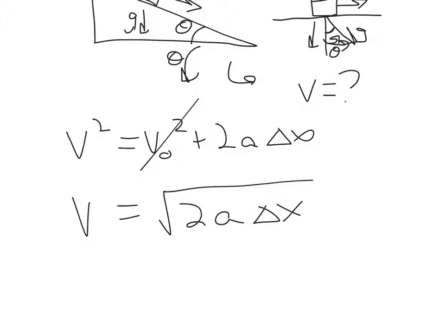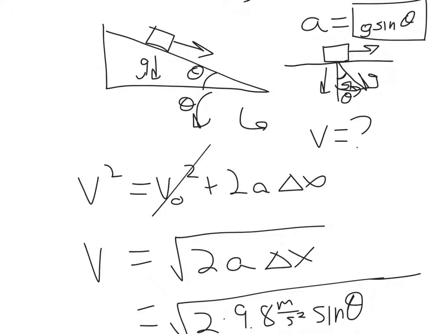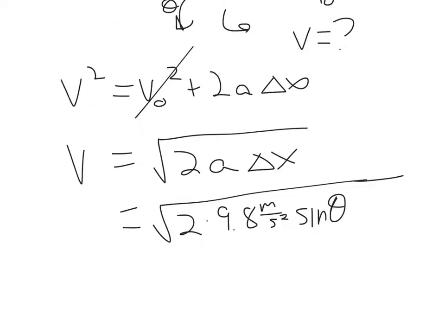All right, let's plug in what we know. Square root of 2, a in this case was g sine theta, or 9.8 meters per second squared times the sine of theta. Ooh, we're going to have to do a theta calculation. We'll just put theta there for now. And the delta x was 300 and something. Let's look. What's my delta x? 360 meters. Okay, so I just need to know what my angle is here.